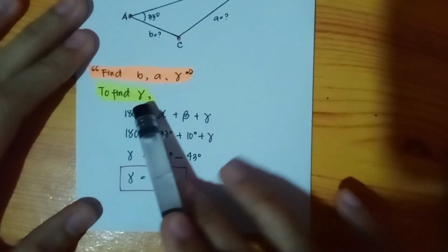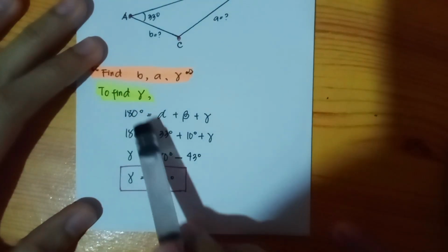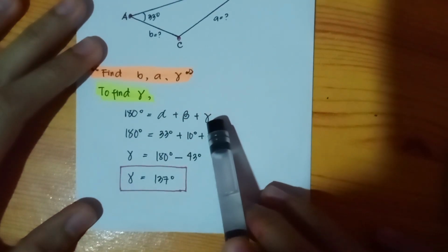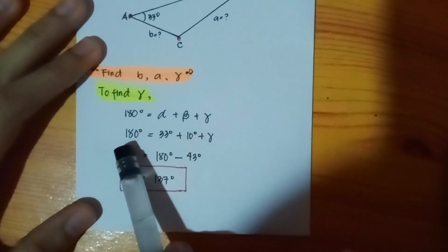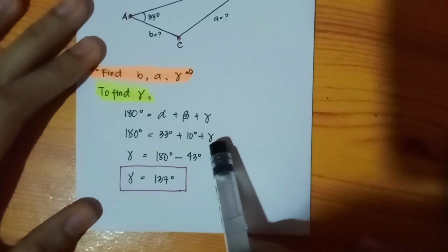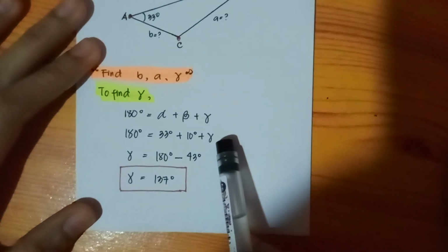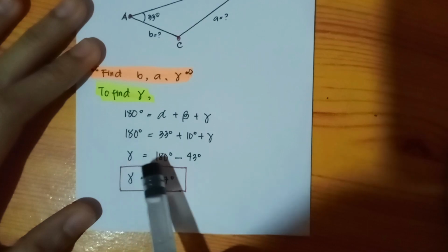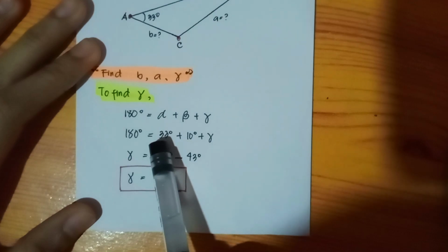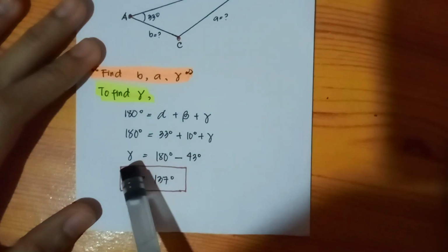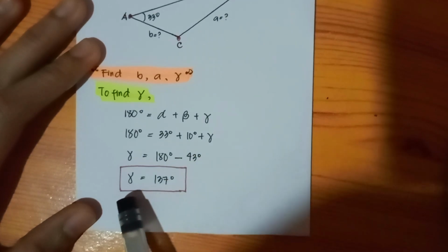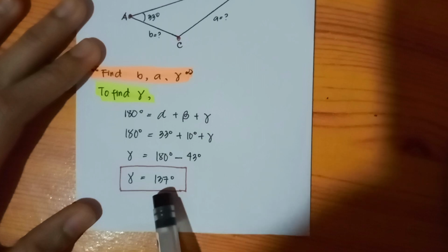For finding gamma, we have 180 degrees equals alpha plus beta plus gamma. We know that the given angles are alpha and beta, so we have 180 degrees equals 32 degrees plus 10 degrees plus gamma. Let's transfer gamma to the left side and the 180 degrees to the right side. Adding 32 degrees plus 10 degrees gives 42 degrees, so gamma equals 180 degrees minus 42 degrees. The result is gamma equals 138 degrees.